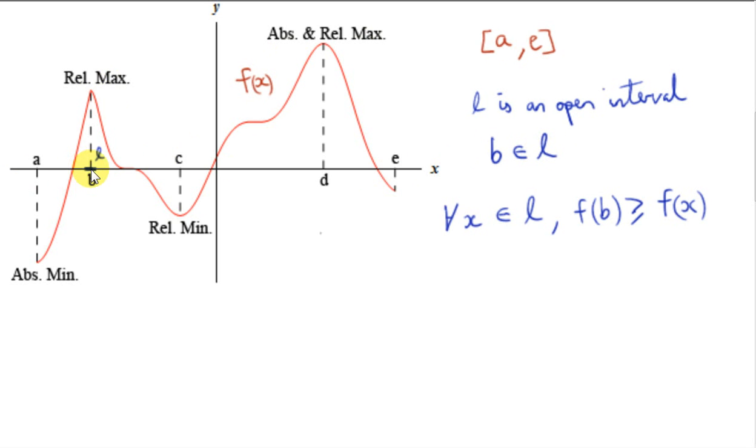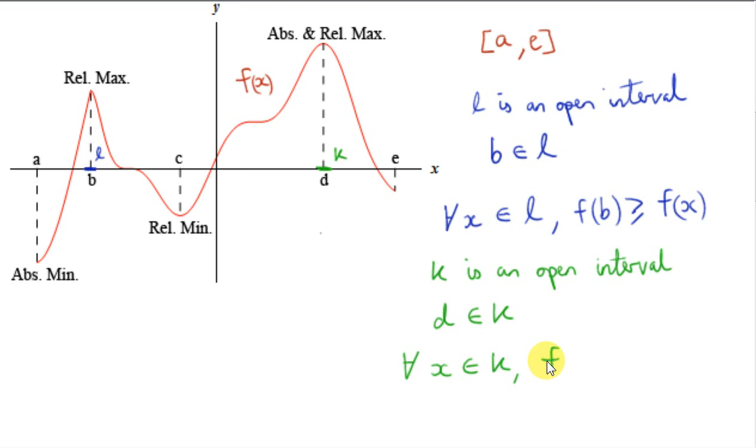For all numbers x in this open interval L, f of b is greater than or equal to f of x. Now let's look at the point D. D is also a relative maximum for this function. That means that D is in an open interval which I'll call K, and for all x in the open interval K, the value of the function at D is greater than or equal to f of x.